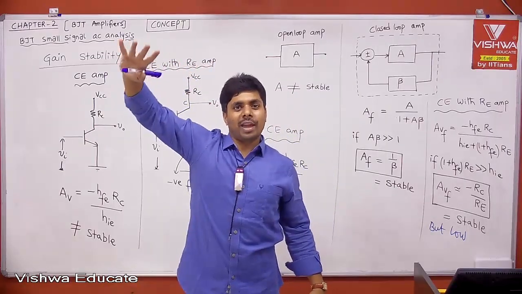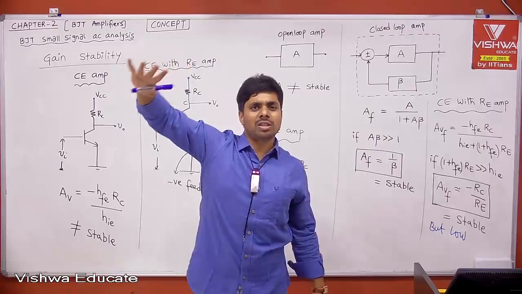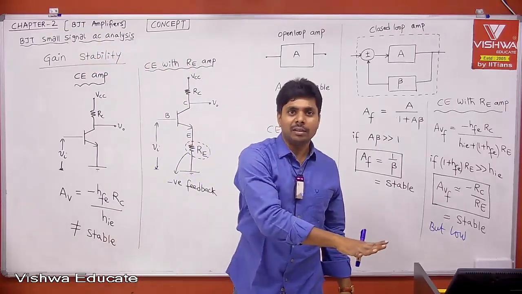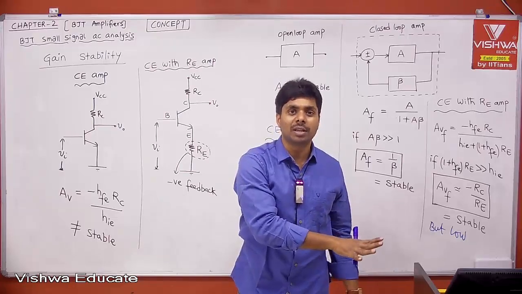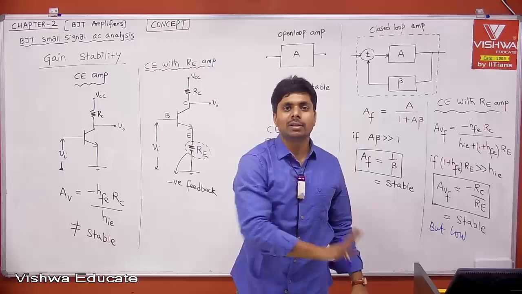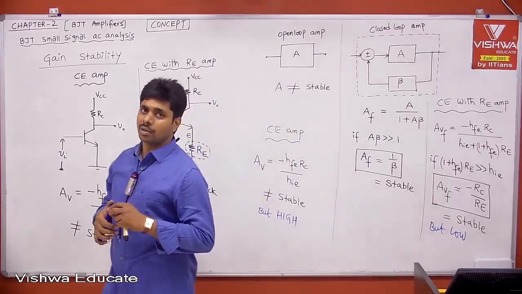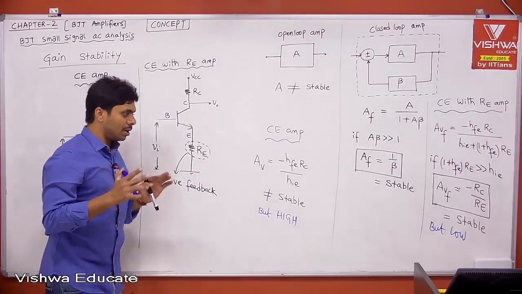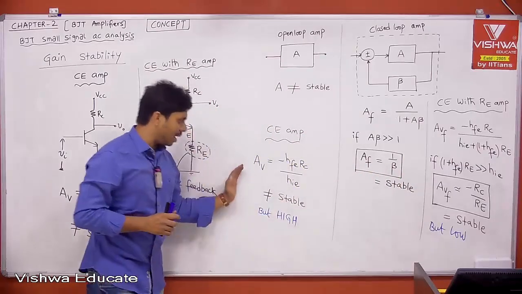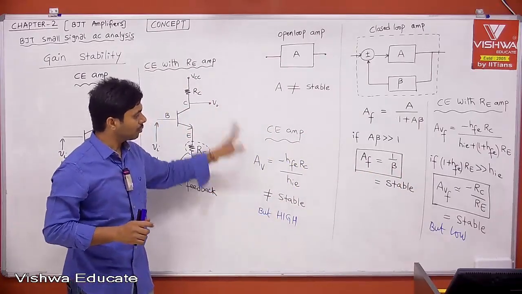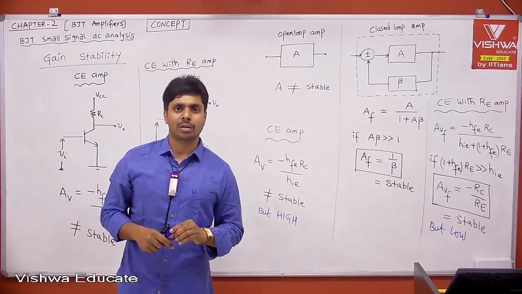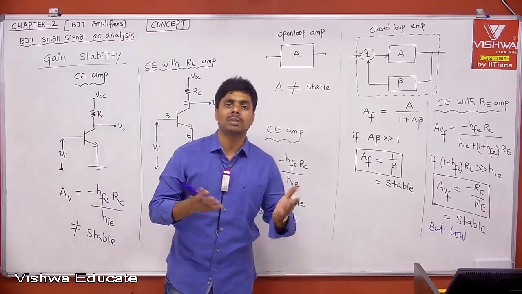If you want more gain, if you are okay with the fluctuation in the gain, go ahead with gain. If you want gain stability, I don't want gain, but I want gain stability, like 8, 6, 5, 4, I want gain in the order of 10, go ahead with negative feedback. You understand the point? Therefore, whenever you want stability, go ahead with negative feedback. Whenever you want gain, not stability, go ahead without negative feedback, or you can say common emitter amplifier. You understand? I'm speaking with respect to the CE amplifier and CE with RE amplifier.